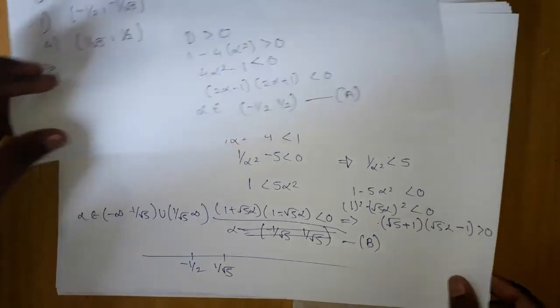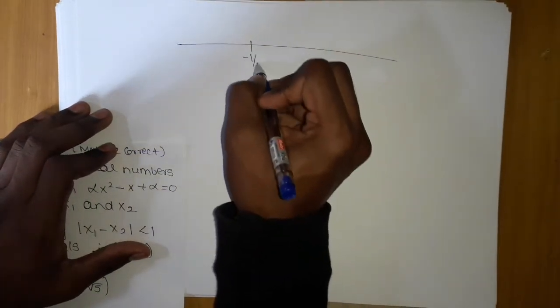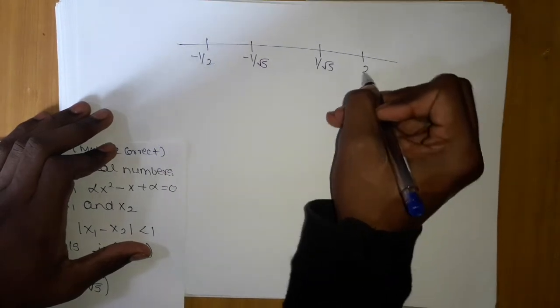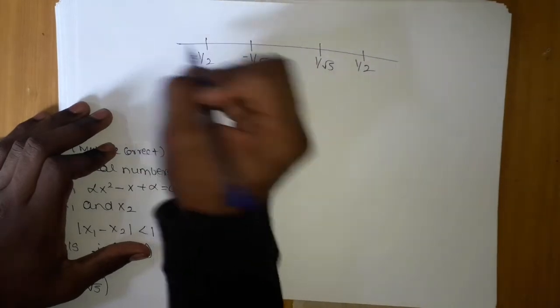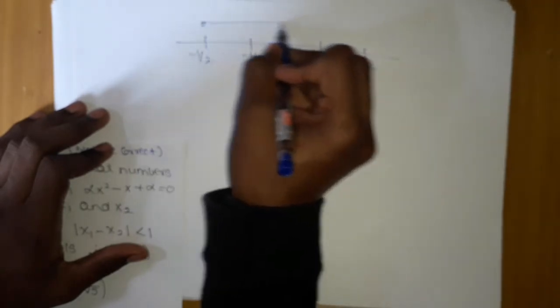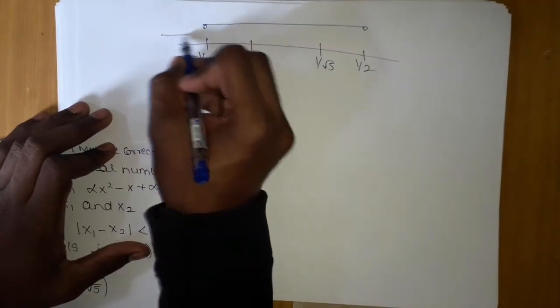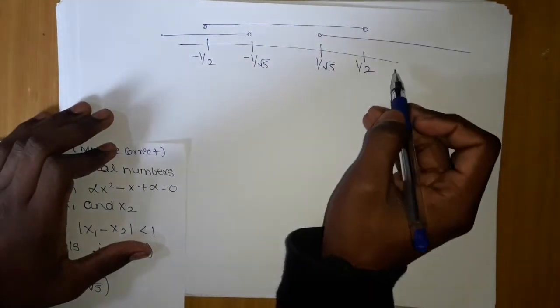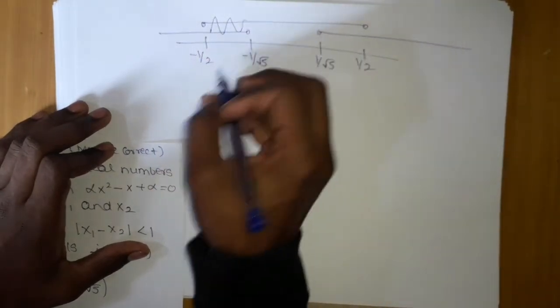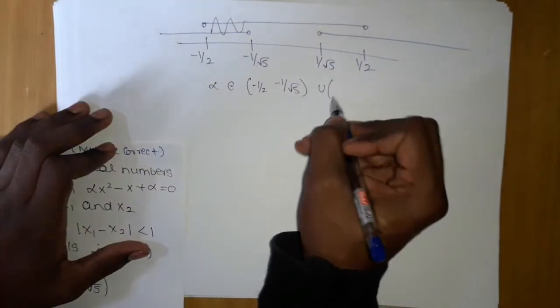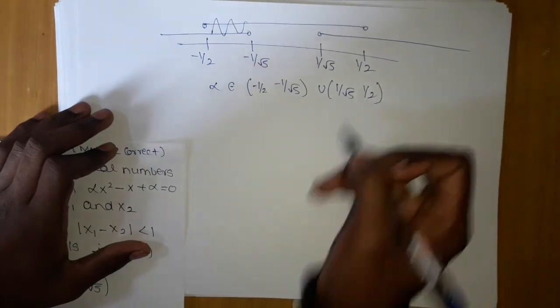Now let's draw the wavy curve on the next page. So this is the wavy curve. What we have: minus 1 by 2, minus 1 by under root 5, 1 by under root 5, and 1 by 2. Now we know from the first condition it is from minus 1 by 2 to 1 by 2, and from the second condition it is from minus infinity to minus 1 by root 5 and from 1 by root 5 to infinity. So if I take the intersection, alpha belongs to minus 1 by 2 to minus 1 by under root 5 union 1 by under root 5 to 1 by 2. So this is the answer.